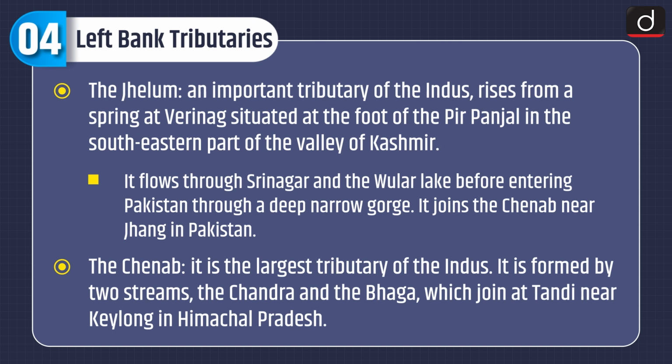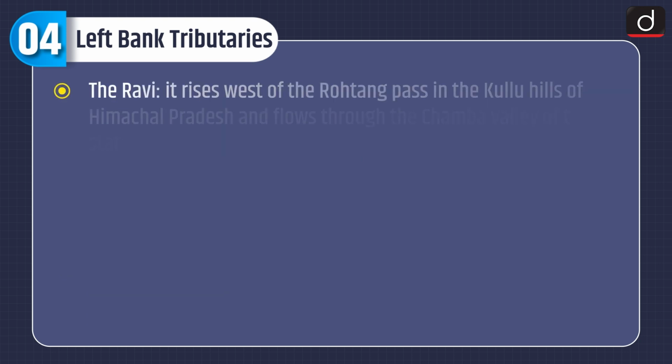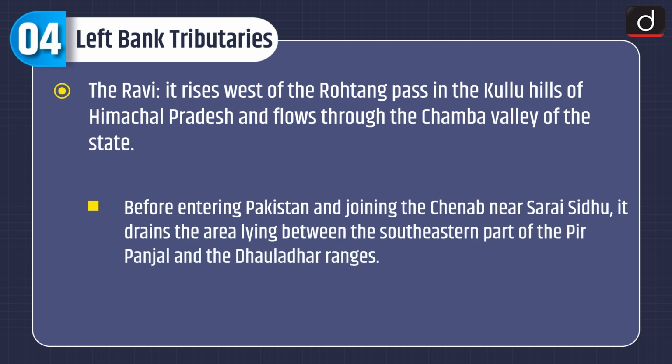Next is the Chenab. It is the largest tributary of the Indus. It is formed by two streams, the Chandra and the Bhaga, which join at Tandi near Keylong in Himachal Pradesh. The Ravi is another important tributary of the Indus. It rises west of the Rohtang Pass in the Kullu Hills of Himachal Pradesh and flows through the Chamba Valley of the state. Before entering Pakistan and joining Chenab near Sarai Sidhu, it drains the area lying between the southeastern part of the Pir Panjal and the Dhauladhar ranges.